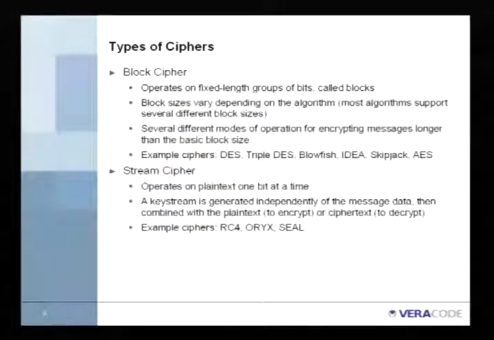A stream cipher is going to operate on the plain text one bit at a time. Usually what happens is there's a key stream that gets generated through the algorithm, and that's independent of the message data. And then what you do is you combine it with the plain text, usually with an XOR, to encrypt the data, or you XOR it with the ciphertext to decrypt. RC4 is the most common example of that.